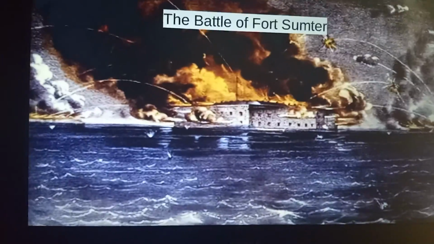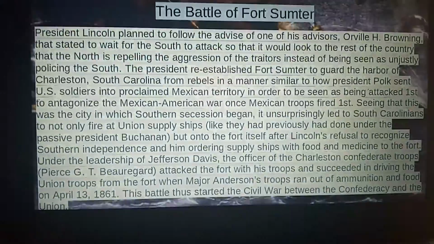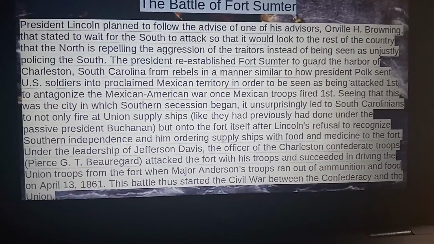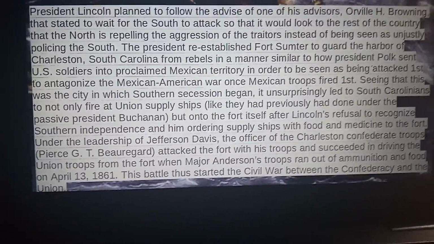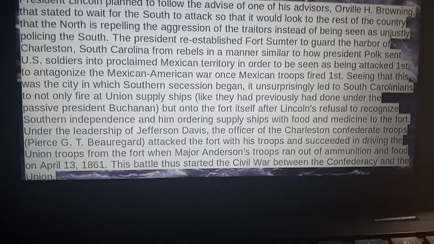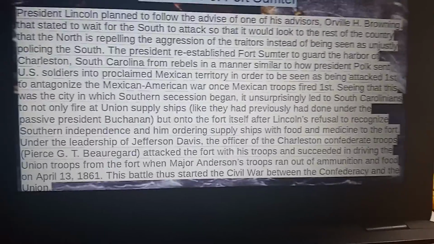The first battle to set it off is the Battle of Fort Sumter. President Lincoln planned to follow the advice of one of his advisors, Orville H. Browning, that stated to wait for the South to attack so it would look to the rest of the country that the North is repelling the aggression of the traitors instead of unjustly policing the South.